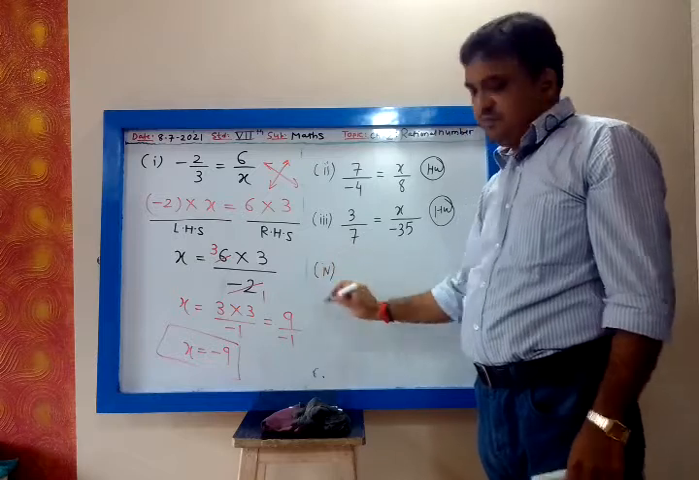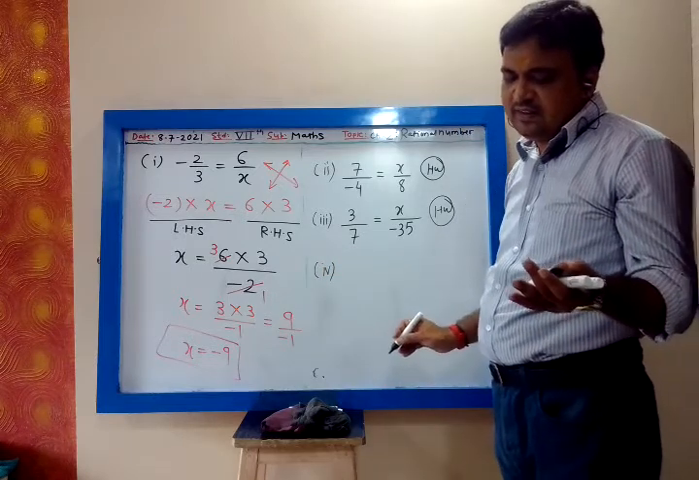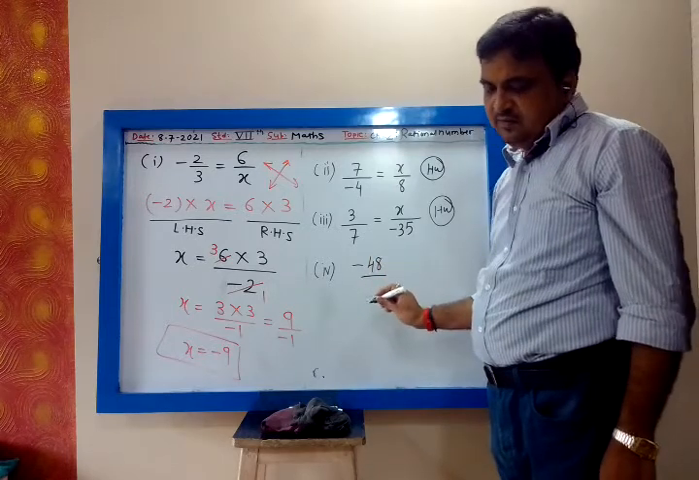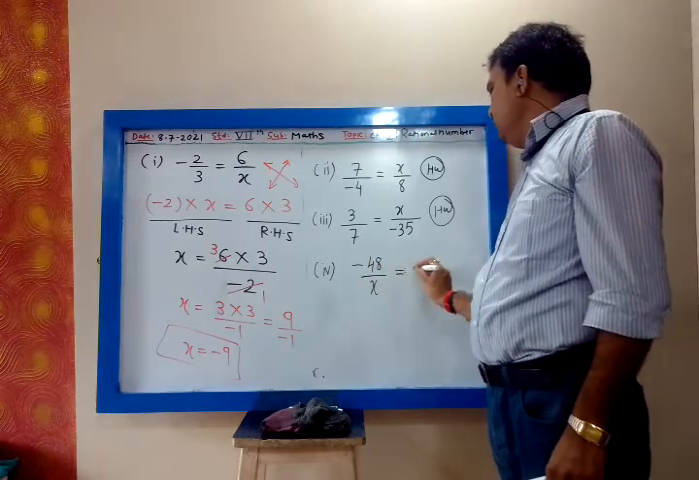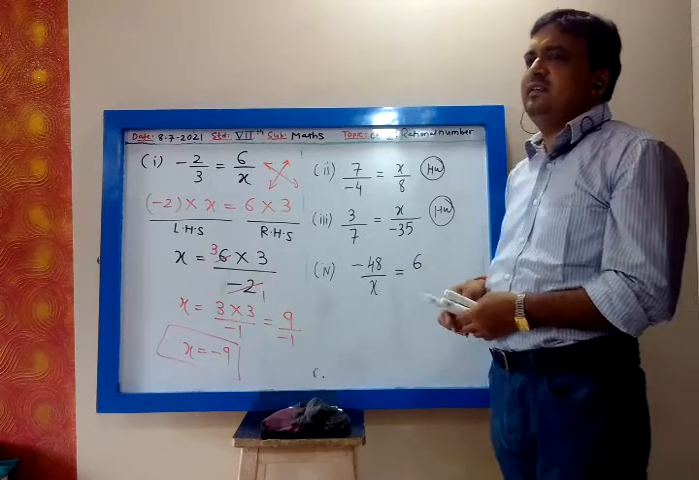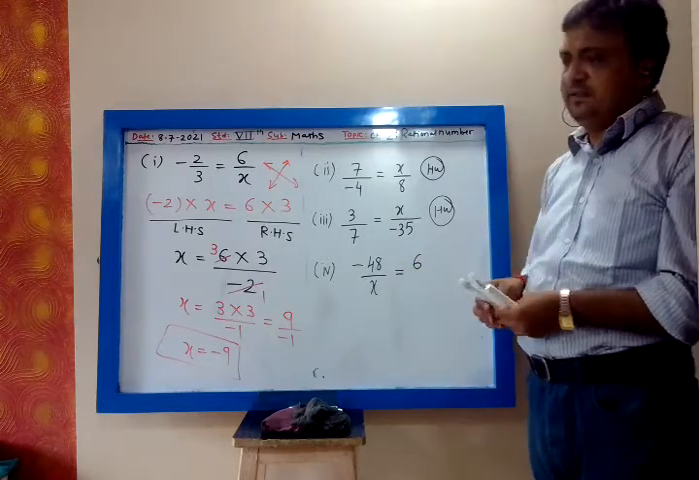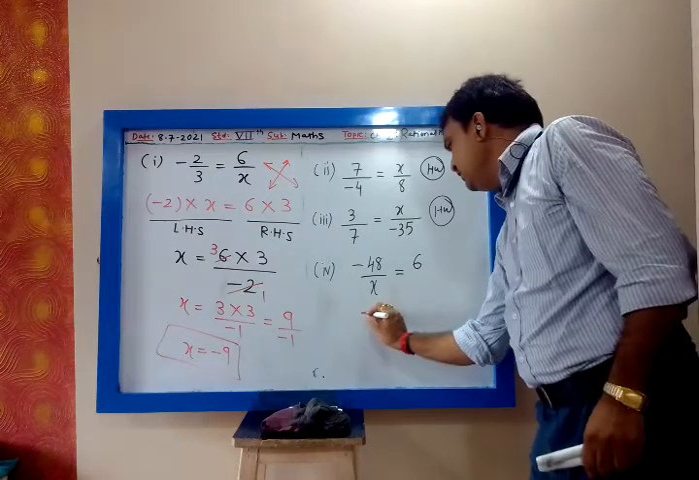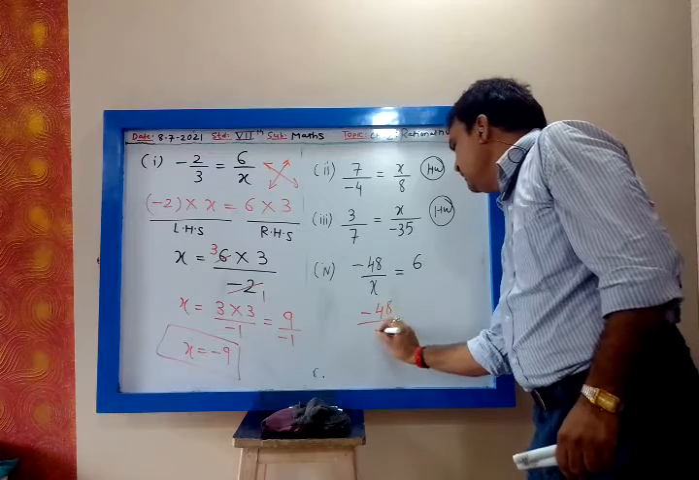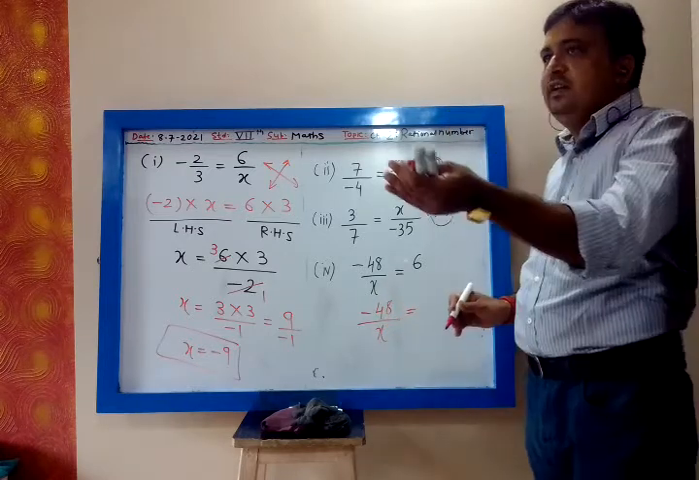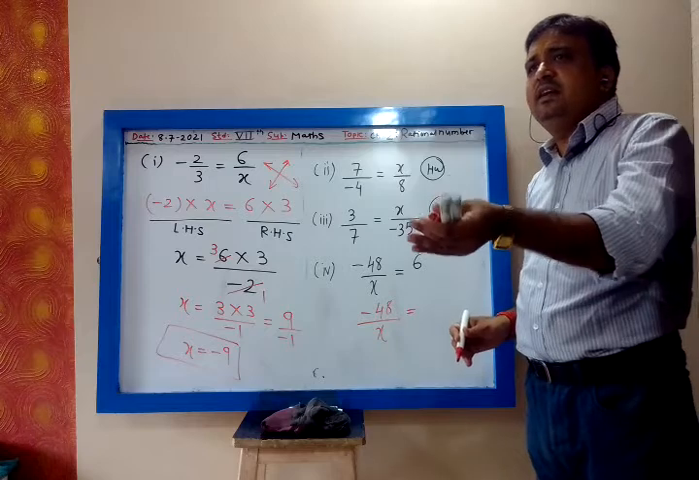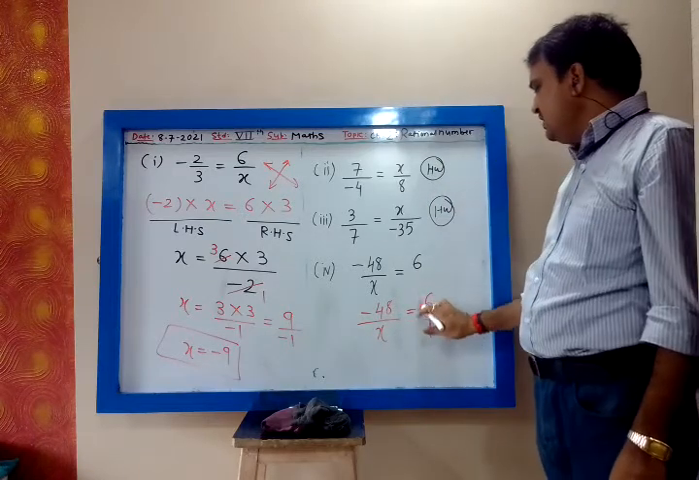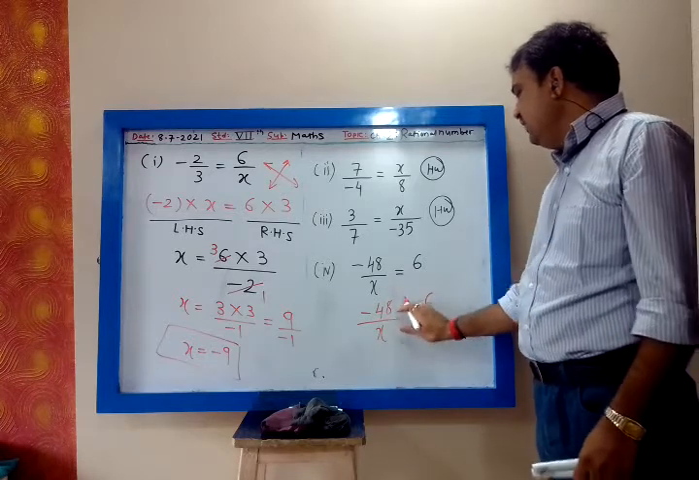Now fourth one, minus 48 upon x is equal to 6. Let me solve this fourth one. You have seen 6 is an integer, but 6 can be written as a rational number as 6 upon 1. So this is a rational number, this is a rational number. So now you have equality of two rational numbers.